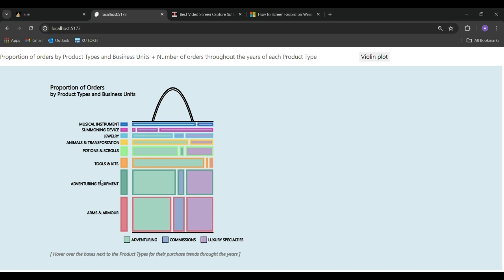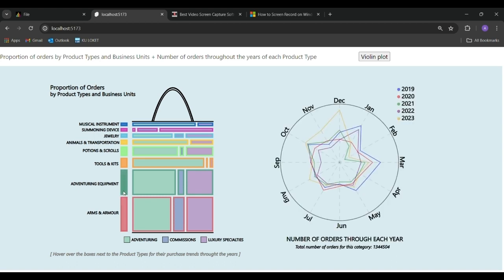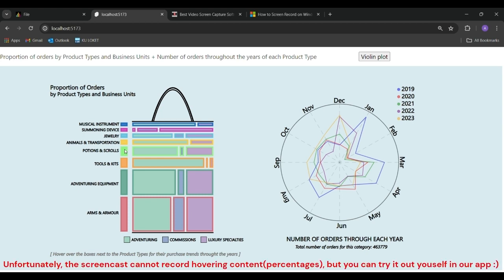From bottom to top, the category types are listed in ascending order in terms of the proportion of orders. So for example, for the whole data set of 5 years, arms and armor has 38.45% of all orders. And as we can see, it decreases as we move upwards. And by hovering the mouse over a specific category type, the exact percentage is shown.